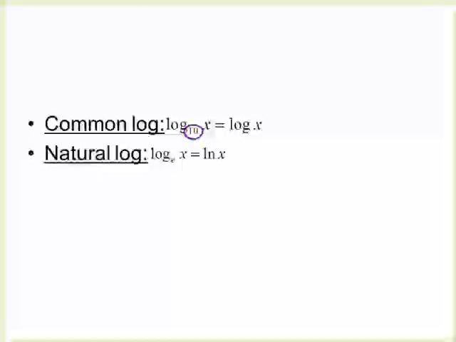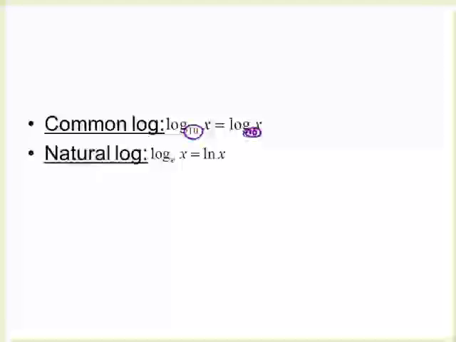If you see log written and there's no base there, that means the base is 10. Just like if you see a root symbol and it doesn't tell you what kind of a root it is, we assume it's the square root. If you see a log and it doesn't tell you what kind of a log it is, it's a base of 10. It's the common log. Your calculator can evaluate a common log.